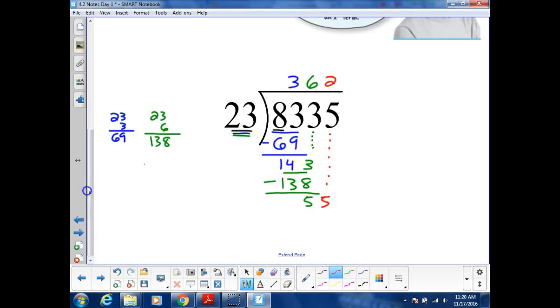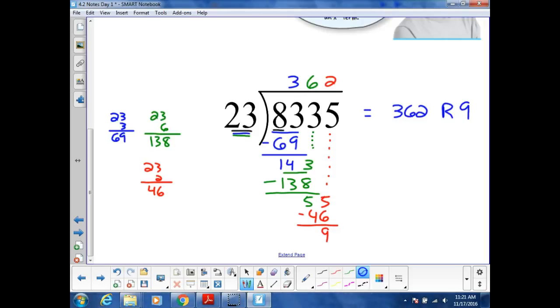So 23 times 2 is 46. Leaves me with 9. So my answer here is 362 with a remainder of 9, or it's 362 and 9/23. Does everybody understand that concept?